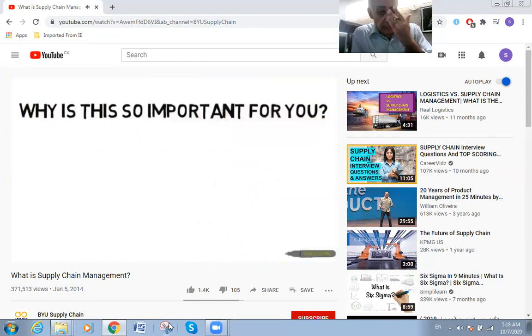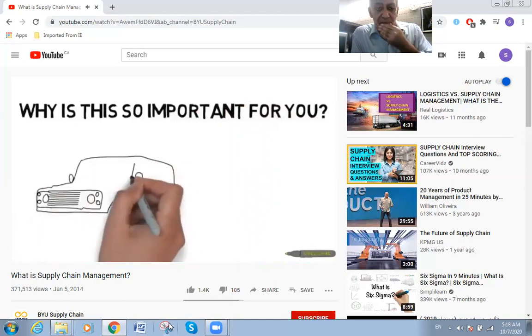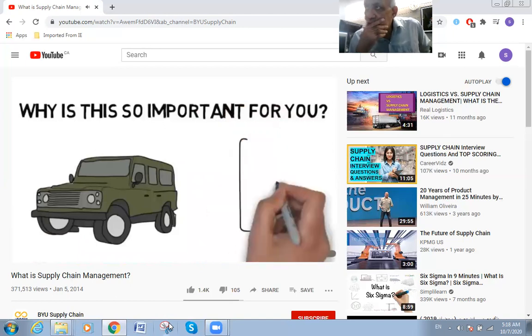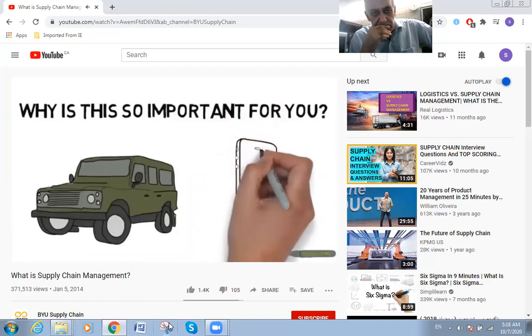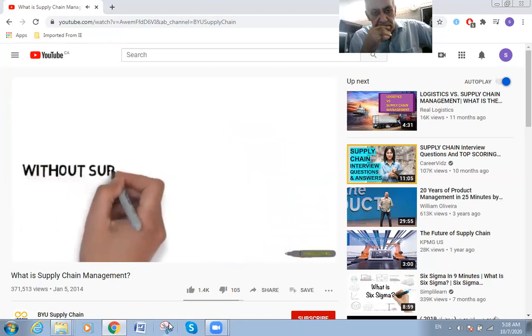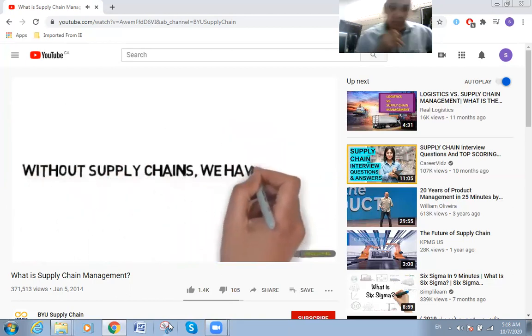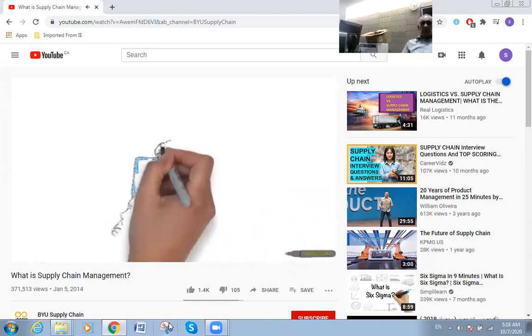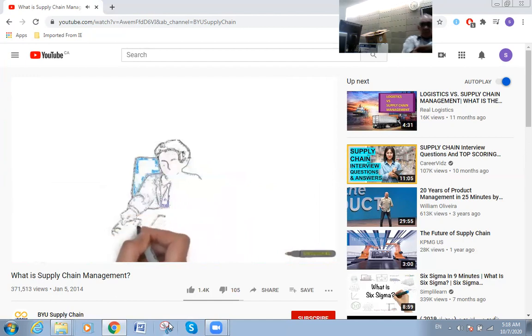Well, without it, you wouldn't enjoy that car that you're able to drive, or even that phone that you enjoy using. Think about it. Everything you own is because of a company's supply chain. And without these supply chains, we would have nothing. So, how does supply chain compare to other areas of business?